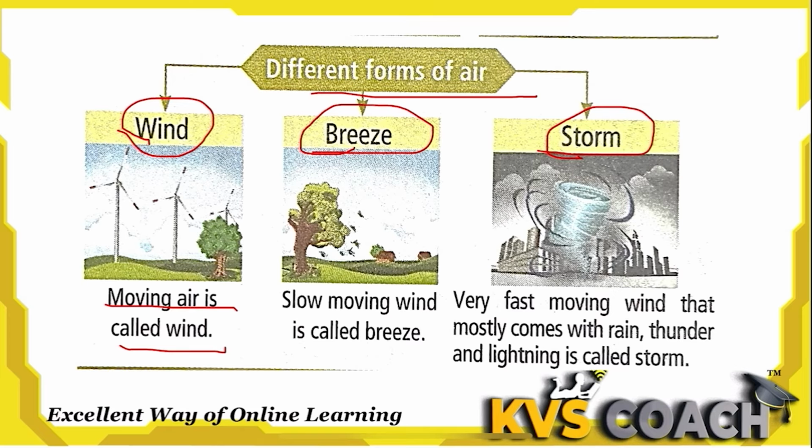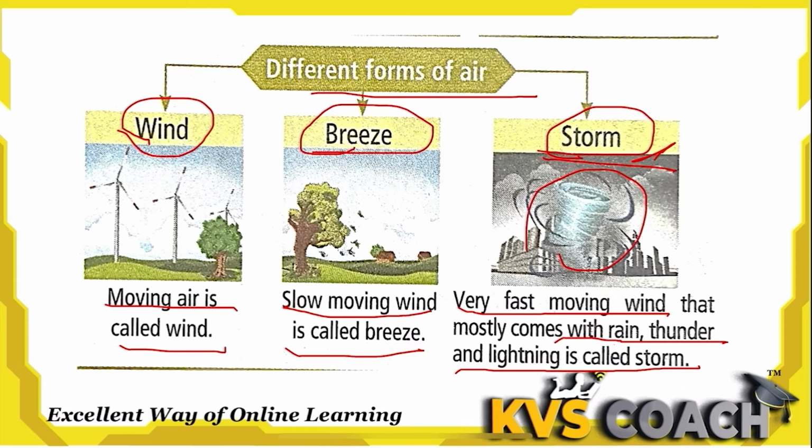Breeze. Slow moving wind is called breeze. In the morning, you can feel a pleasant breeze. When you go out for a morning walk, then you feel that breeze. Slow moving wind. Storm. Storm is very fast moving wind. Speed of the air is very high. That mostly comes with rain, thunder and lightning. That is called storm. This is storm, very fast moving air. So these are the different forms of air.